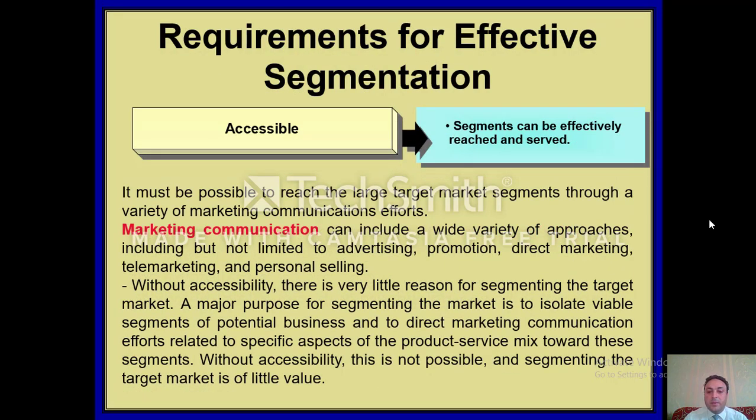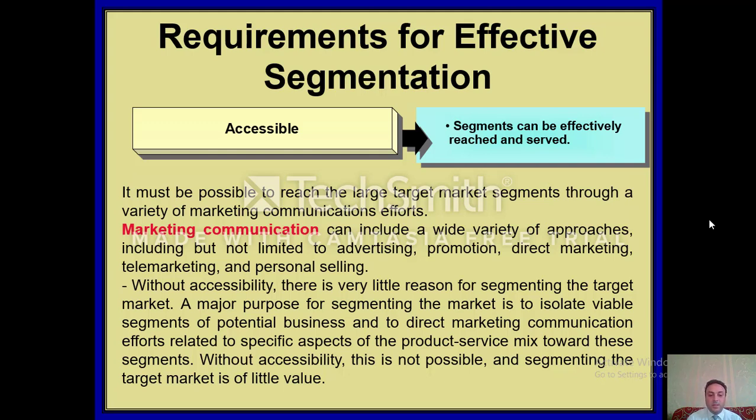Then the accessibility, meaning segments can be effectively reached and served. It must be possible to reach the large target market segments through a variety of marketing communication efforts. Marketing communication can include a wide variety of approaches, including but not limited to advertising, promotion, telemarketing, personal selling, and so on.